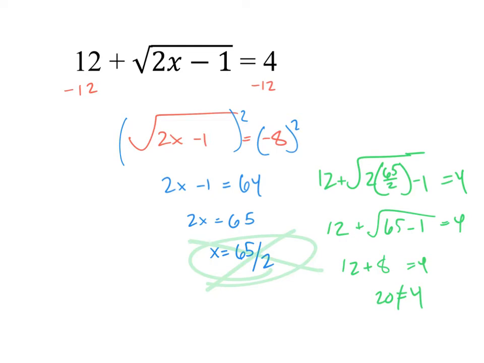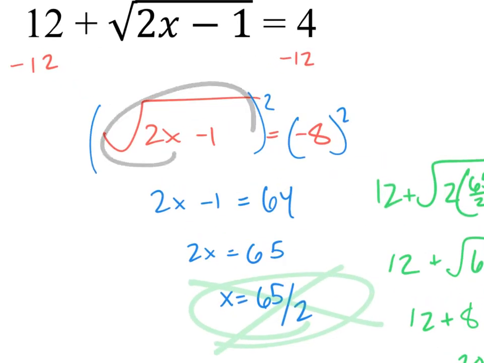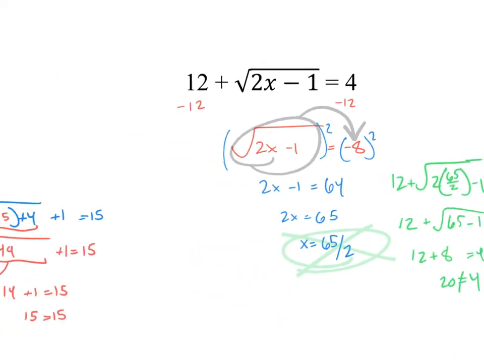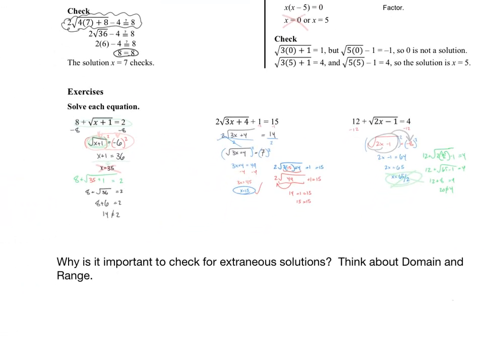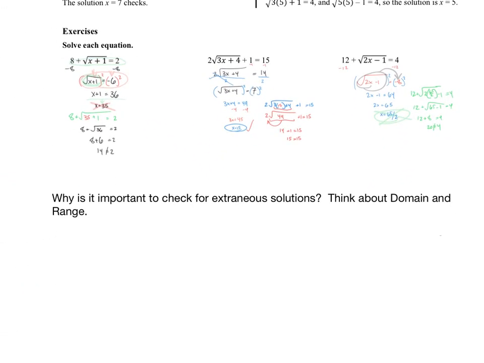And we knew that was going to happen because here in the red, this square root term was never going to equal a negative number. Square roots can only yield us positive answers unless we're working in the imaginary set, which isn't the case in this chapter. So, don't forget to check for extraneous solutions.